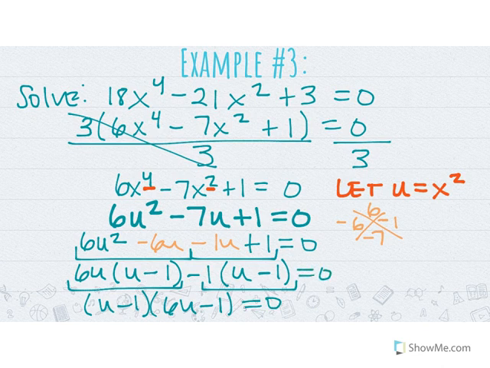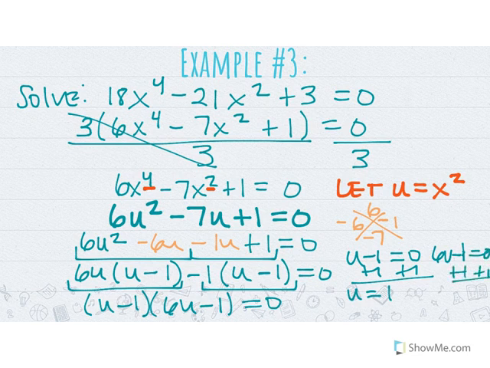Again, we set these equal to 0, and now we are going to solve both of these. So u minus 1 equals 0. I'm going to add 1 to both sides, and that leaves me with u equaling 1. We're going to end up plugging in our other value of 6u minus 1 equaling 0. We're going to add 1 to both sides, so 6u equals 1. We have to still divide by 6, leaving us with u equaling 1/6.